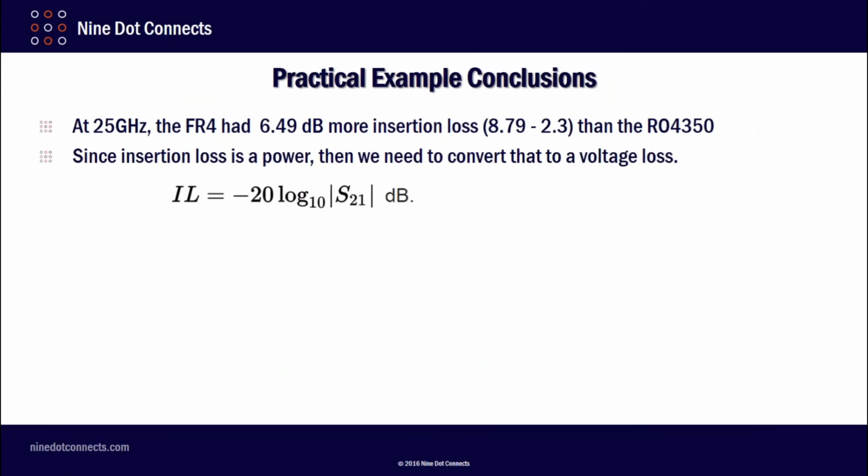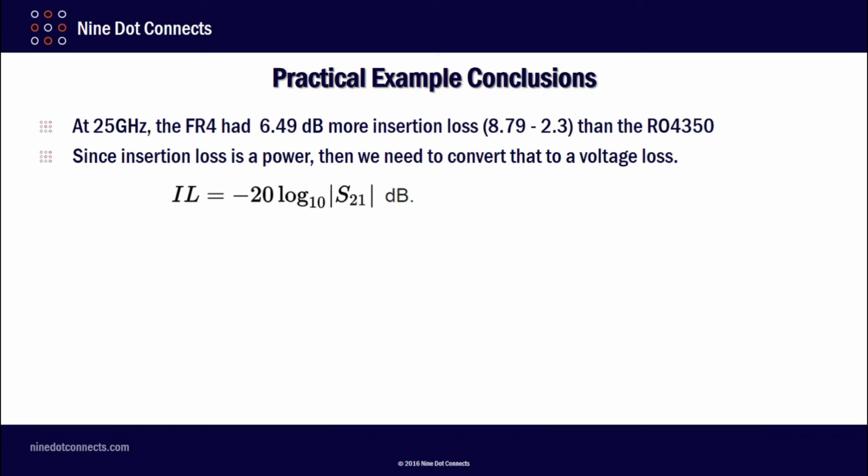Now since insertion loss is a power, we need to convert that to a voltage loss so we can visualize how it's impacting that signal as a voltage waveform, because typically when we're looking at an I diagram, you're looking at a voltage waveform. So going back to the equation that we taught you before, insertion loss in dB is 20 log base 10 of the magnitude of S21.